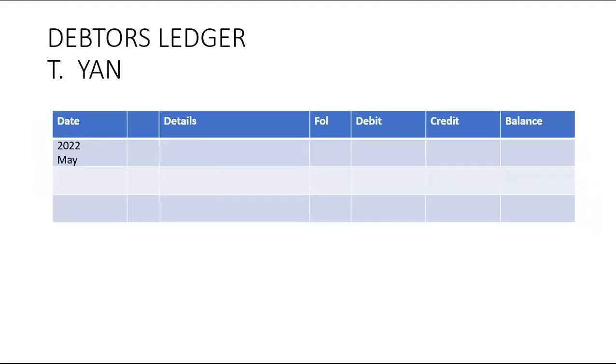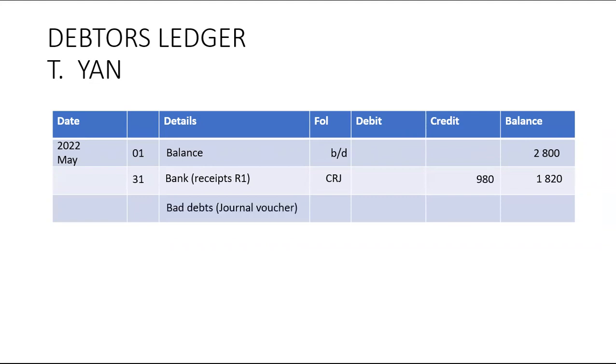T-Yuan's account. At the beginning of the month, T-Yuan was owing us 2,800. It will be reduced by what was received as a payment, which is receipt number 1 from the CRJ. Because this is the debtors ledger, it will decrease on the credit side, and it will decrease by 980. Now, 2,800 minus 980 will give a new balance of 1,820. But that 1,820 as a whole was written off as bad debts, and that was from the general journal. We will record it on the credit side as 1,820. At the end, T-Yuan will be owing us nothing because T-Yuan has been written off.